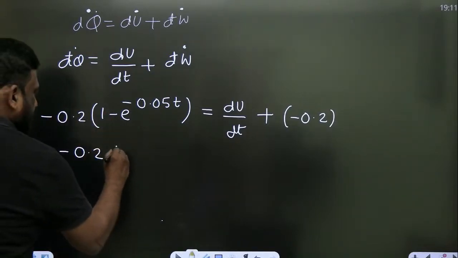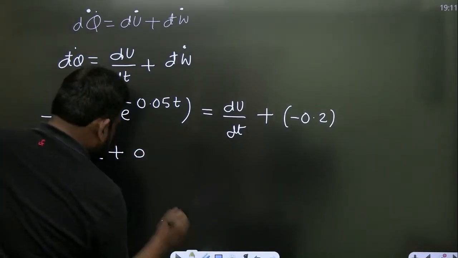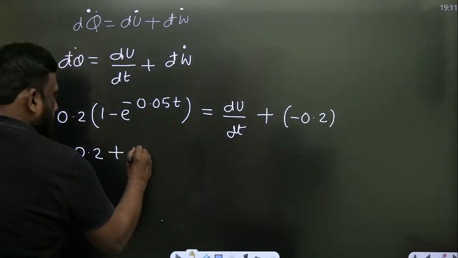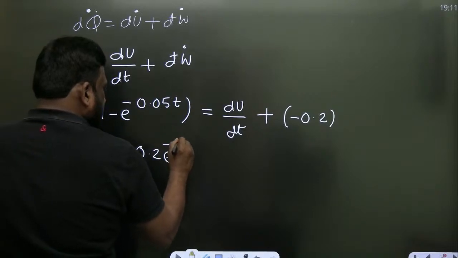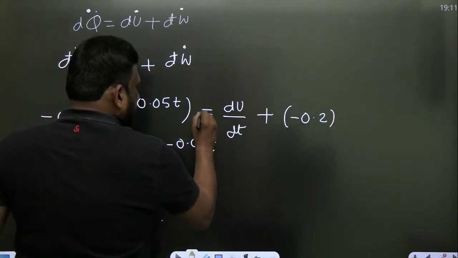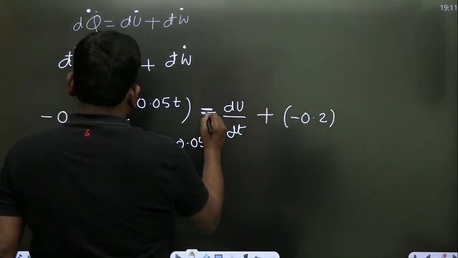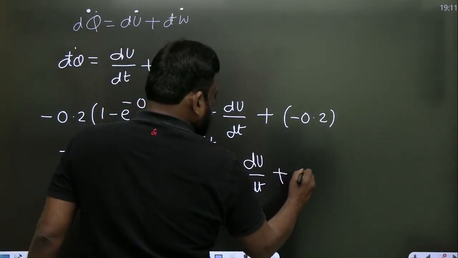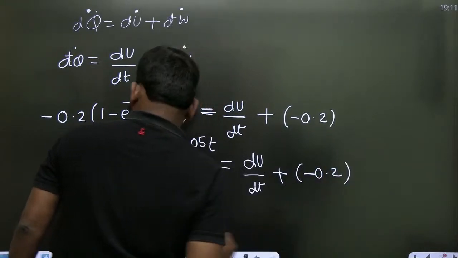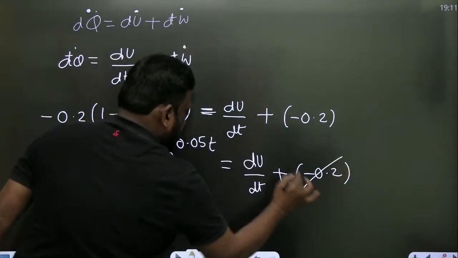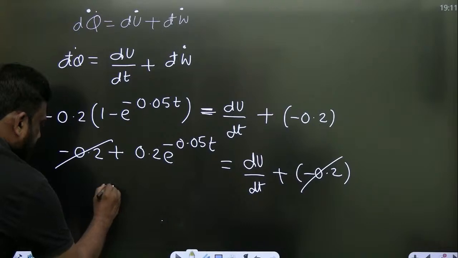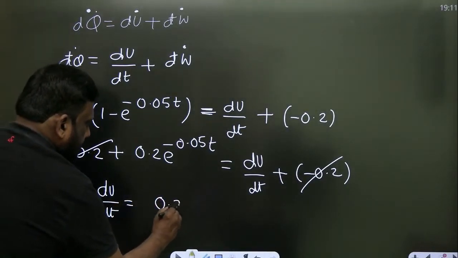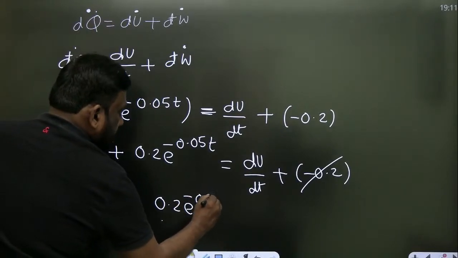Minus of minus is plus. I'm sorry, let me remove this a bit. Yes, this -0.2. Minus of minus plus 0.2 e power -0.05 t is equal to du by dt plus -0.2. Very good, sir. -0.2 is gone. So you get du by dt is equal to, what is it, sir? 0.2 e power -0.05 t.